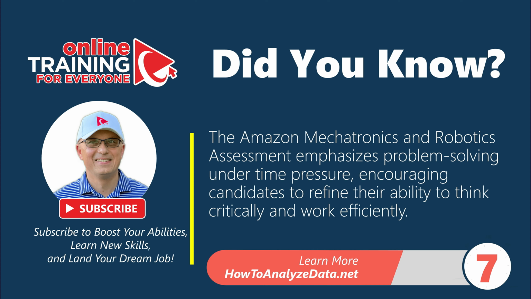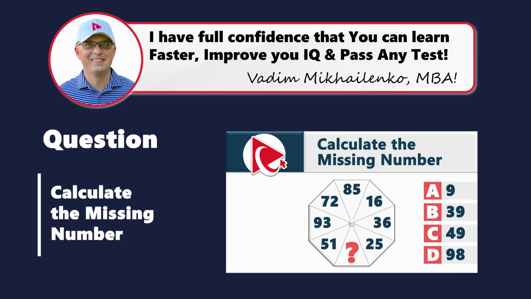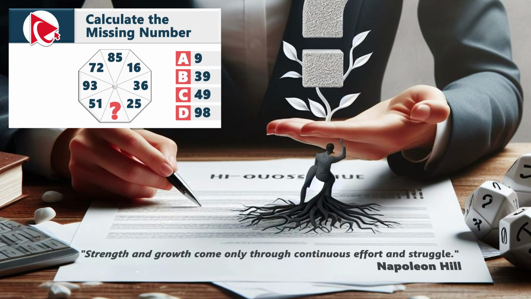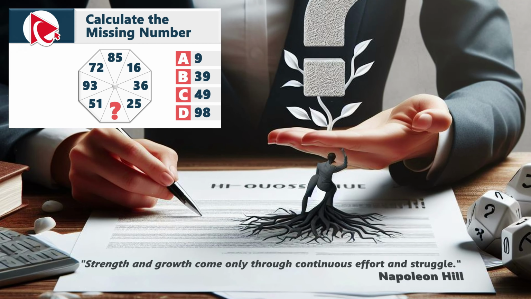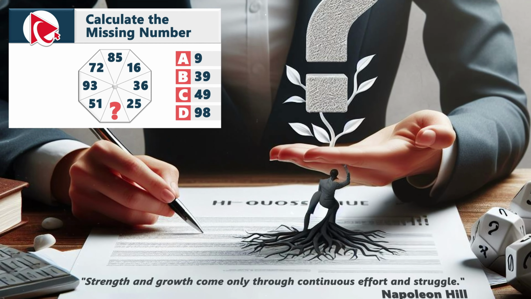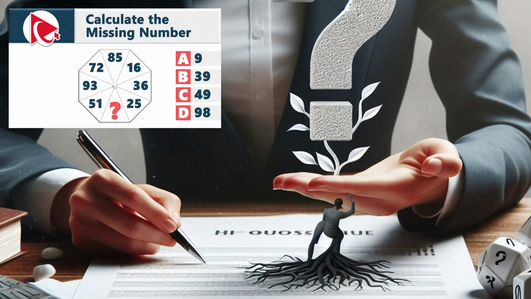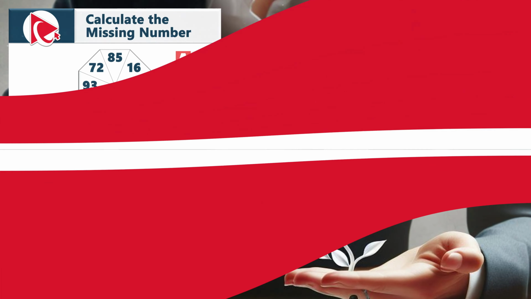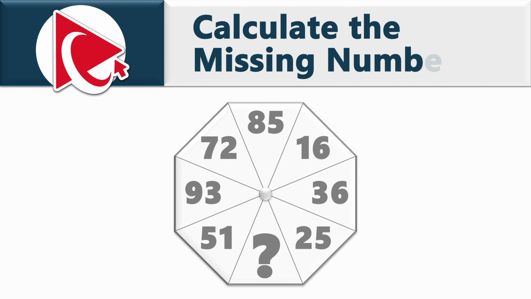Without a doubt, to solve this question, we need to embrace the famous quote from Napoleon Hill. Strength and growth come only through continuous effort and struggle. So embrace the challenges presented by this question as opportunities for your personal and professional growth, knowing that perseverance is the pathway to success. You're presented with the Octagon.